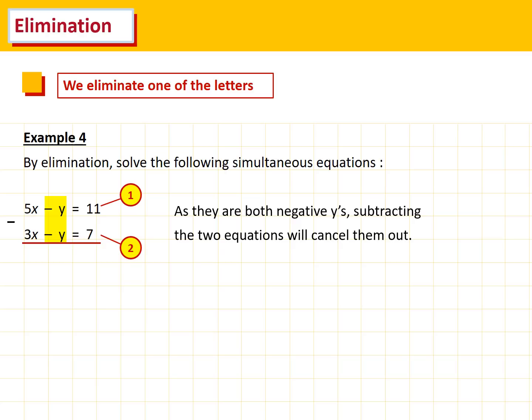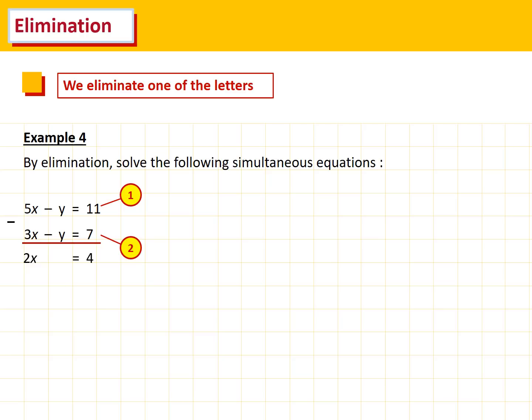If you're sitting there wondering, well, do the y's cancel? Let's see. I'm subtracting a negative y. Subtracting the negative is adding the positive, i.e. that becomes plus y. So I'll have minus y and plus y. That cancels out to give me 0y. So 2x equals 4, giving me x equals 2.